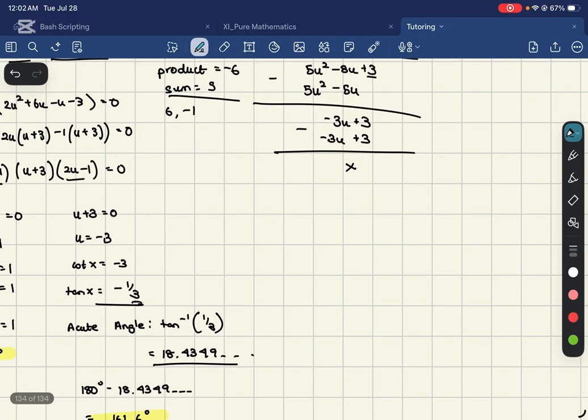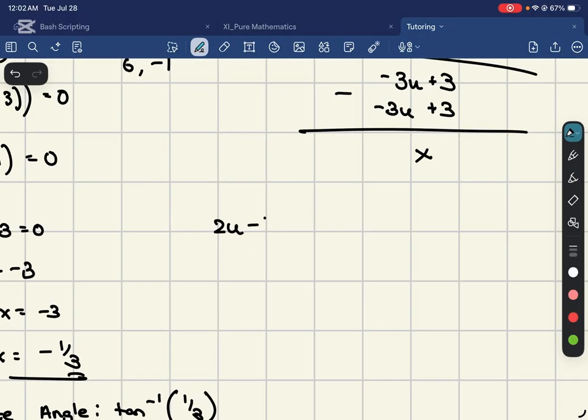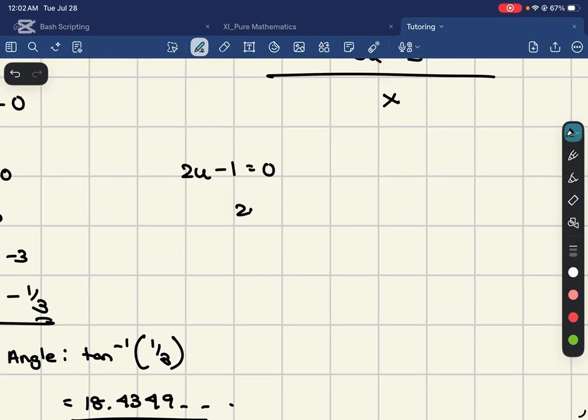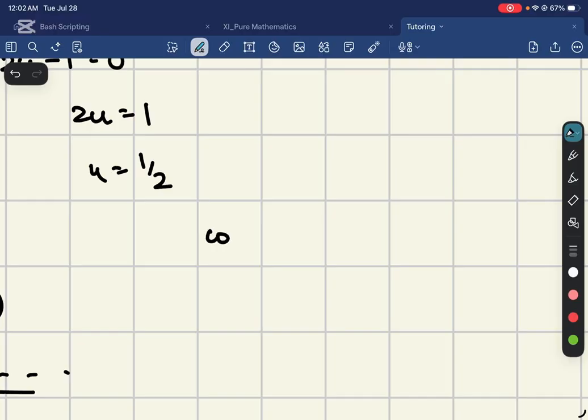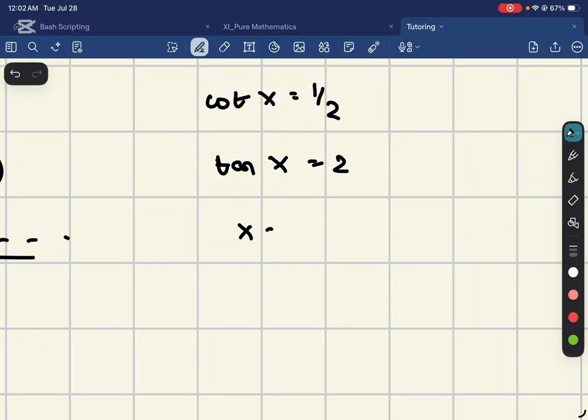And for my third angle, I work with this one. 2u minus 1 is equal to 0. So 2u is equal to 1. u is equal to 1 over 2. So you get cot x is equal to 1 over 2. And tan x is just going to be 2. And to solve for x, you just get your first quadrant solution by taking tan inverse of 2. So you get 63.4 degrees. And yep, that is it.